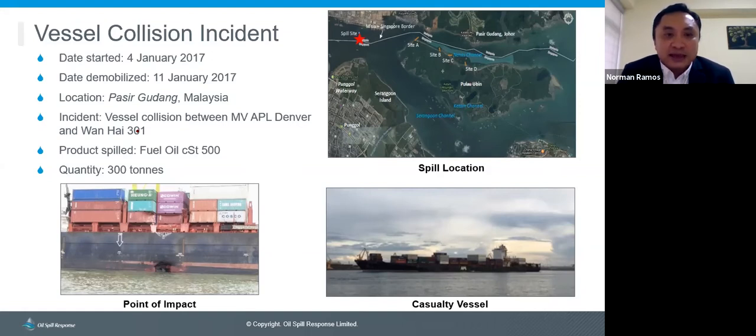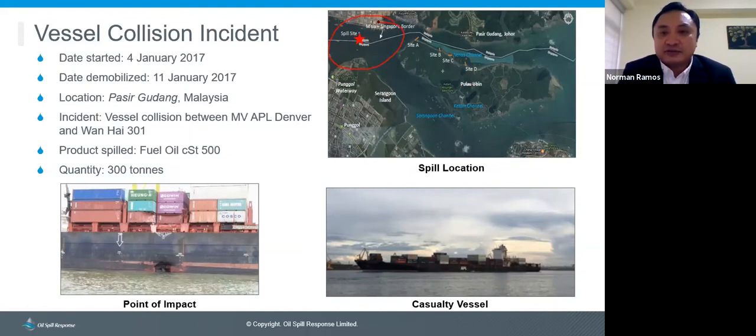The spill happened in Pasir Gudang, Malaysia. Let me just show you on this map here. This is where the spill site is, or this is where the collision happened. The collision was between these two container vessels, and the product that spilled was a fuel oil of viscosity 500, and the quantity of the spill is about 500 tons.